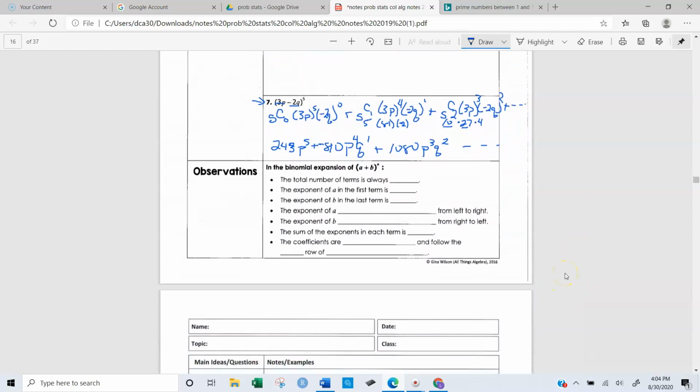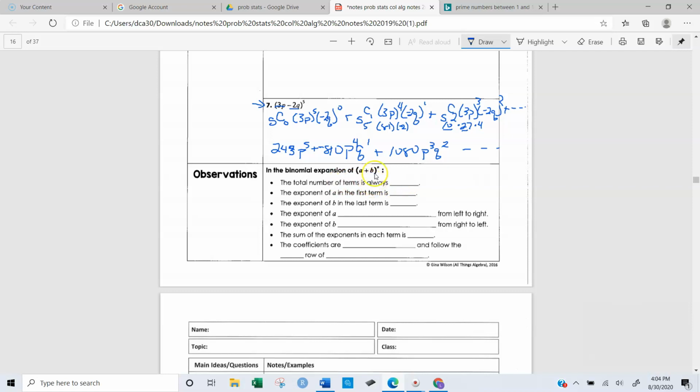Okay, observation. The total number of terms is always n plus 1. So you always have one more than when you start. The exponent of a in the first term is n. The exponent of b in the last term is n. The exponent of a from left to right decreases, and the exponent of b increases by 1 from left to right. The sum of the exponents in each term is equal to n.